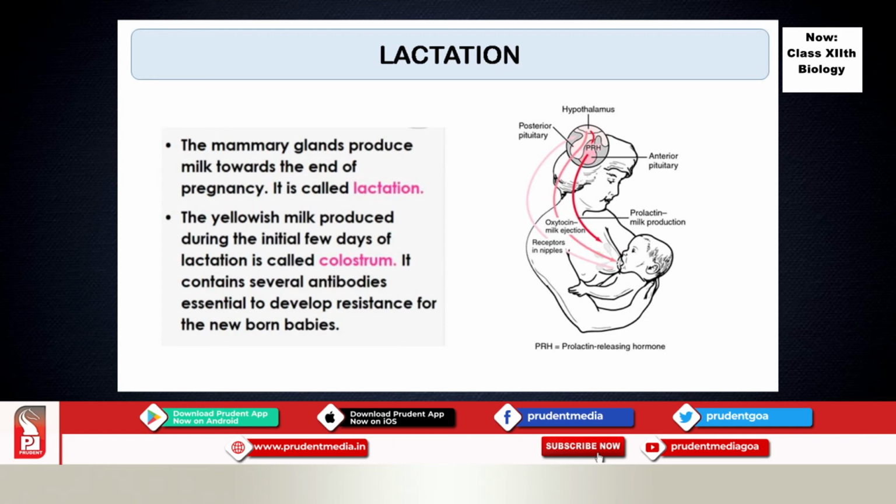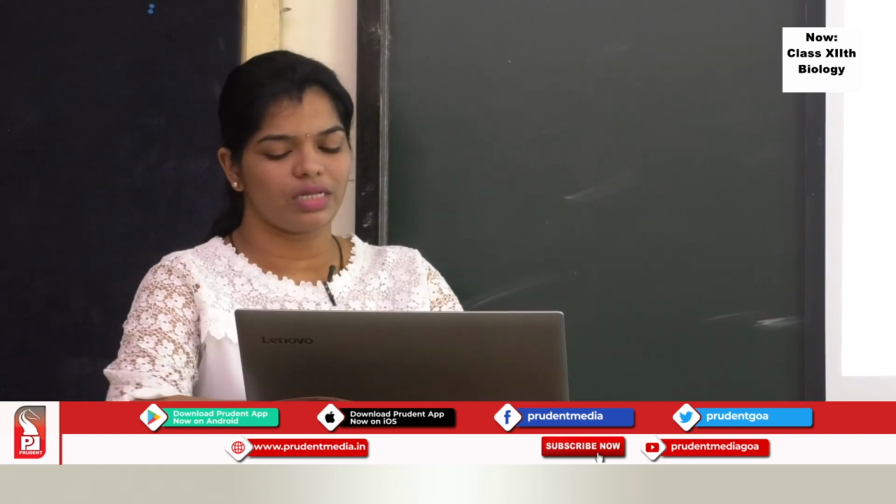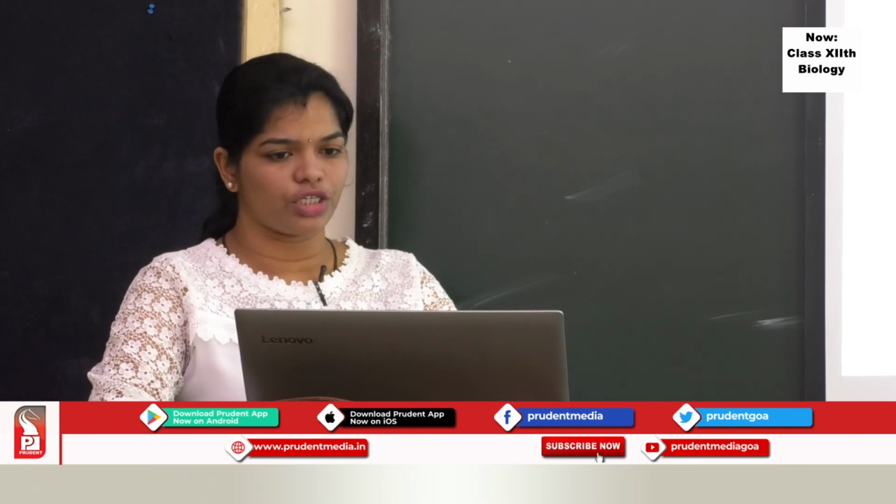It has to adapt well, it has to be resistant to various diseases so that it can be protected, and these antibodies which are present in the colostrum are very much necessary. Okay. So with this we come to the end of this chapter, students, that's human reproduction.